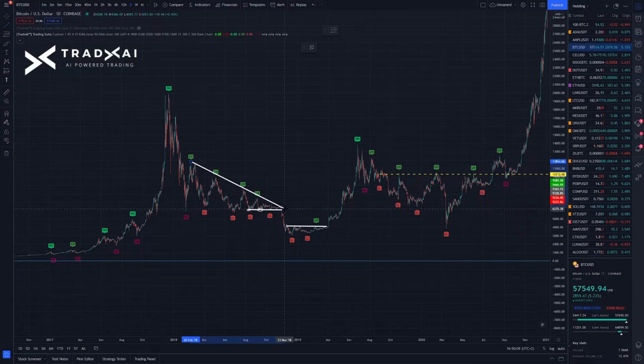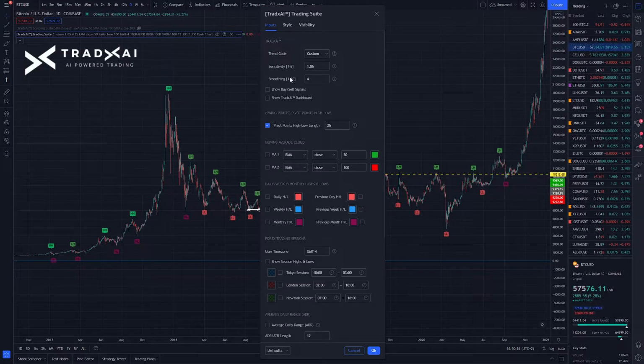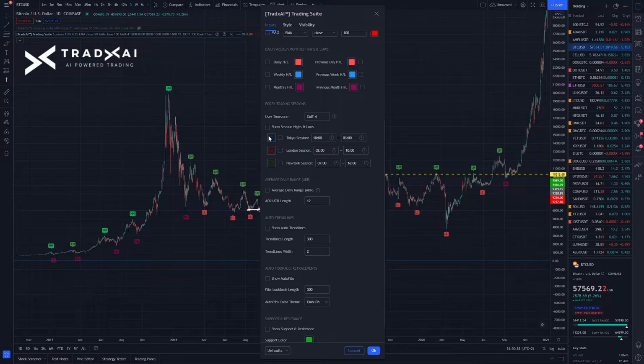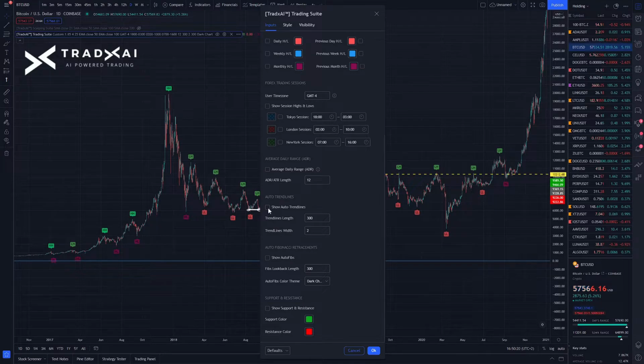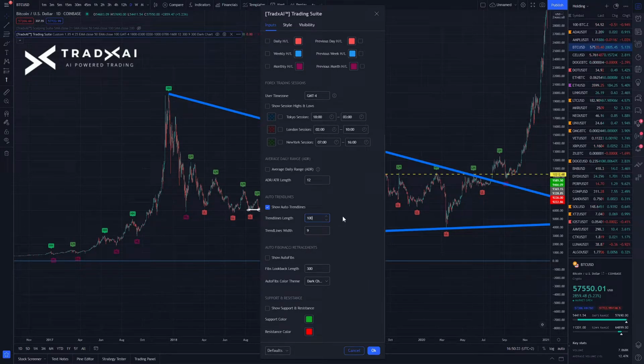Our trading suite algorithm can plot trend lines automatically by simply enabling them in settings. Let's do that. Here we have two input settings that we can adapt. Trend line's width controls the thickness of drawn lines, while trend line's length controls what time frame the algorithm looks at. The higher you go, fewer trend lines will be displayed, as we would be looking at a higher time frame. For example, let's set it to 300 on the daily chart.